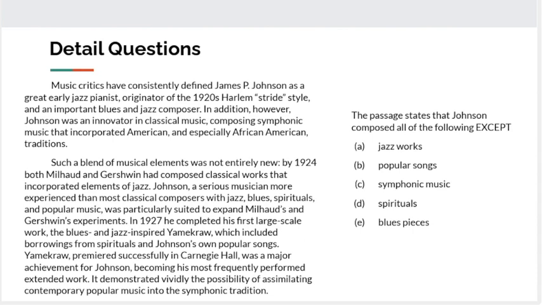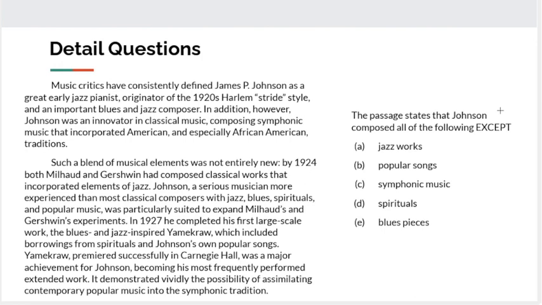In 1927, he completed his first large-scale work, the blues and jazz-inspired Yamicraw, which included borrowings from spirituals and Johnson's own popular songs. Yamicraw, premiered successfully in Carnegie Hall, was a major achievement for Johnson, becoming his most frequently performed extended work. It demonstrated vividly the possibility of assimilating contemporary popular music into the symphonic tradition.